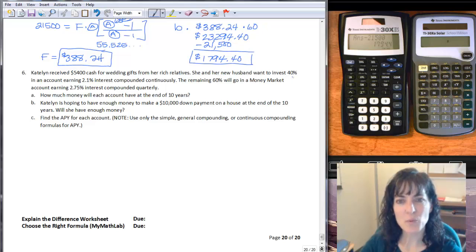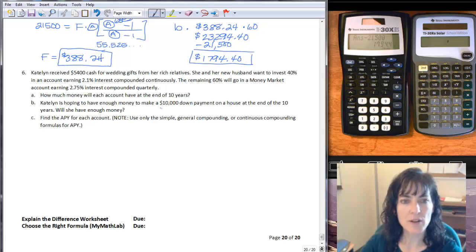She and her new husband want to invest 40% in an account earning 2.1% interest compounded continuously. The remaining 60% will go in a money market account earning 2.75% interest compounded quarterly. How much money will each account have at the end of 10 years?